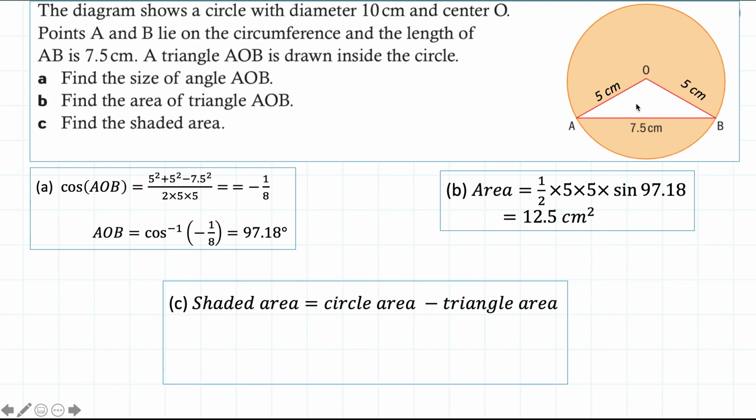Then part C was the shaded area. For the shaded area, we're looking at this orange area, and basically it's the circle area minus the triangle area. So the circle area is pi r squared, and then we take away the triangle area, which is 12.5. The radius is 5, so all of this will give us 66.1 centimeters squared. Quite a quick and easy rule to use, but I do want to include these complex examples to show how you can apply it in a multi-layer question.